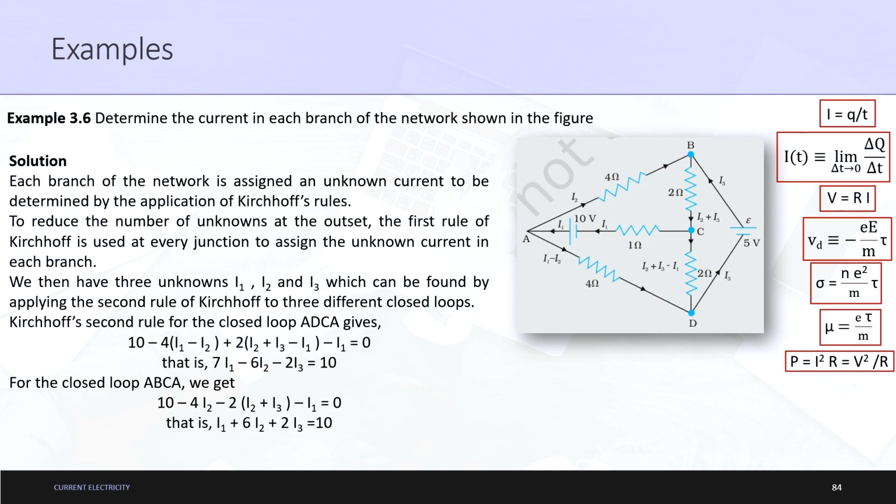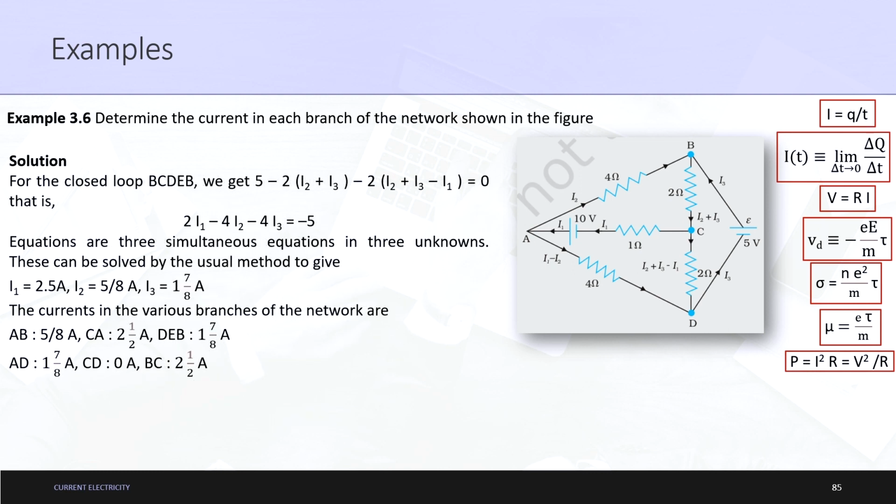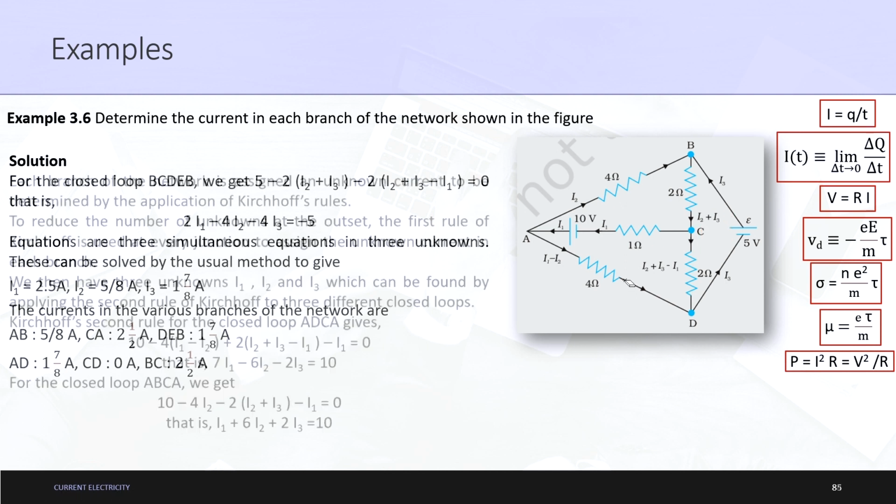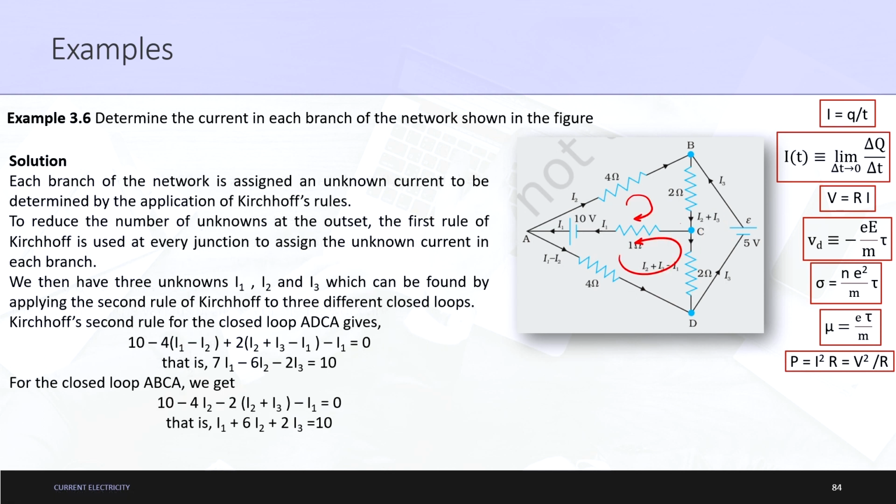Kirchhoff's second rule for the closed loop ADCA. So, ADCA, that means this loop here. Next loop is ABCA, that means this loop has been taken into consideration here, and the third loop was BCDEB. So, using these 3 loops we will get 3 different equations, and using those 3 equations we can find out the values of I1, I2 and I3.